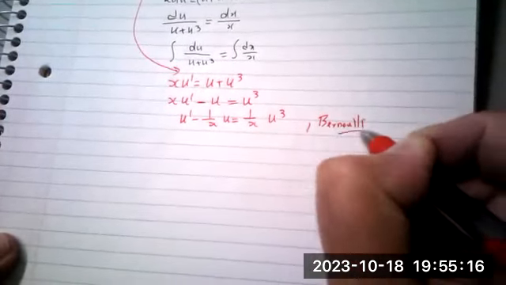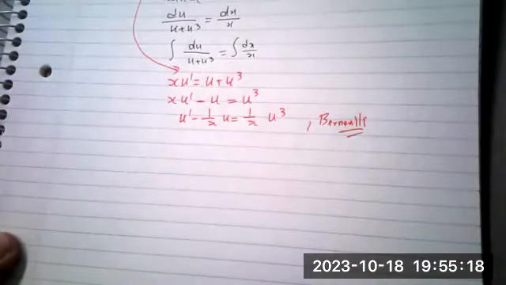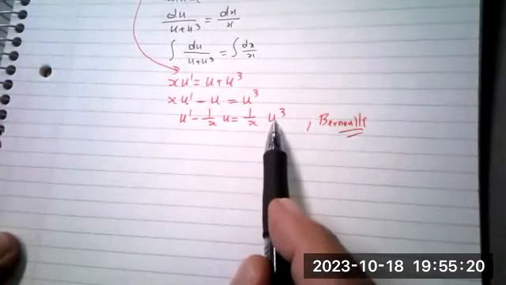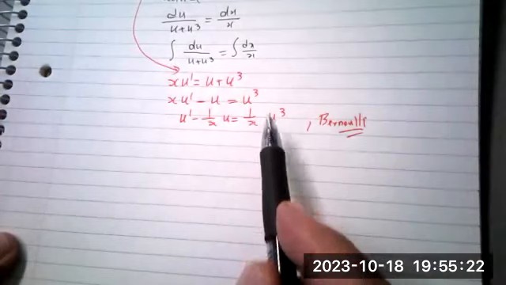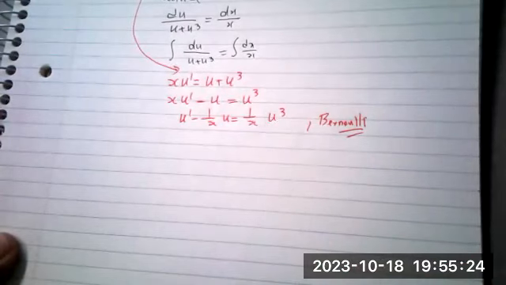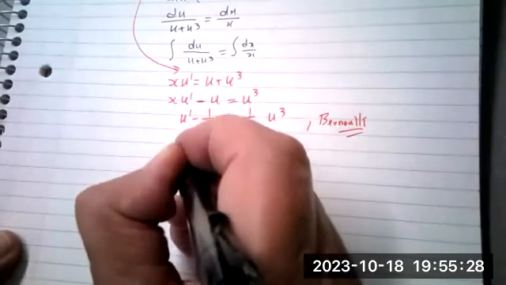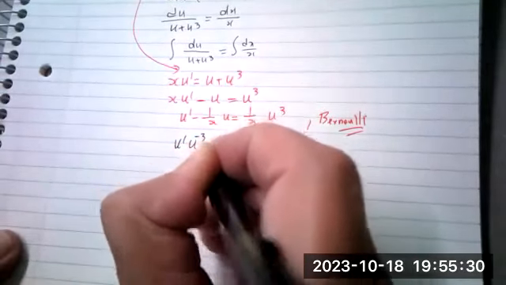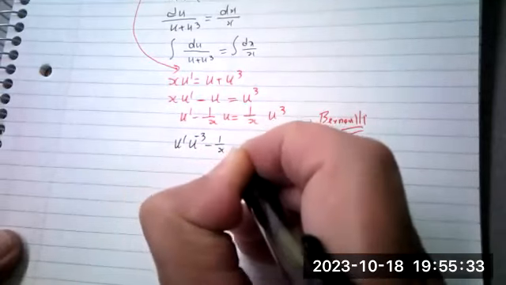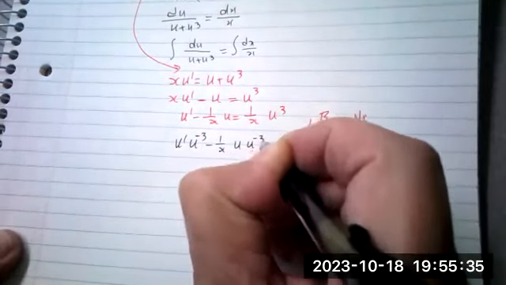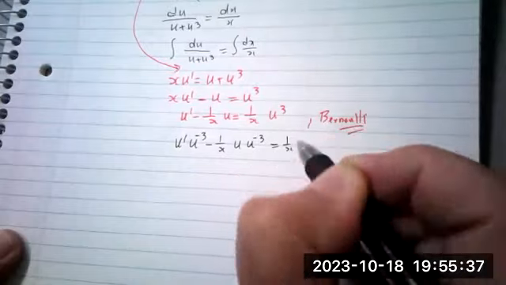Bernoulli equation. So you have to get rid of the u here. u behaves like the y that we had before. So you divide by u cubed, so that gives you u prime u to the negative 3, minus 1 over x, u to the negative 2, equal to 1 over x.